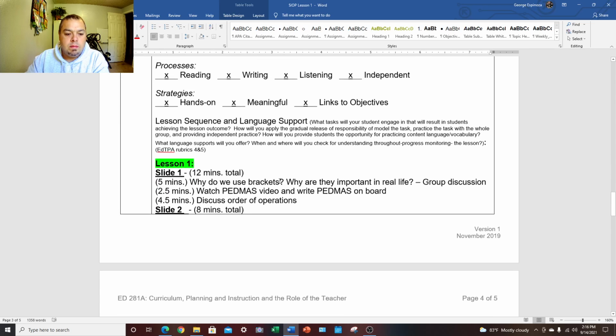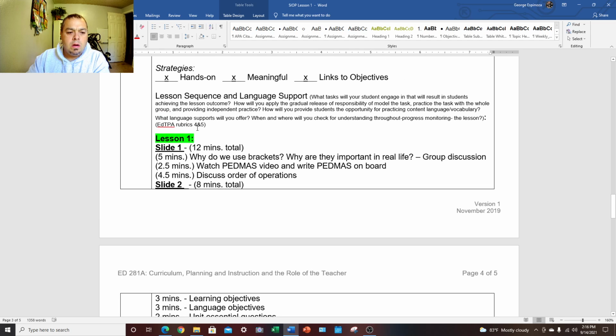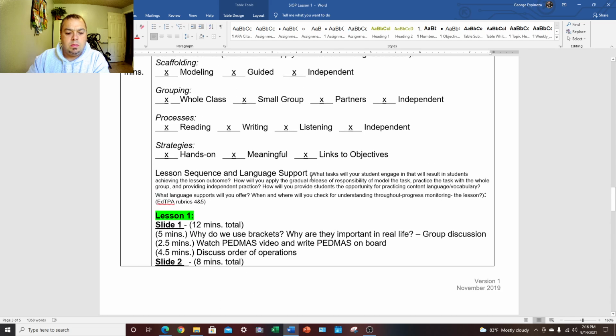Here's the sequence of the lesson. Lesson 1, and I broke it down in slides. The first slide we would spend 12 minutes on. The first 5 minutes would be why do we use brackets and why are they important in real life. That would be a group discussion. 2.5 minutes we would be watching the PEMDAS video and writing PEMDAS on the board. 4.5 minutes we would discuss order of operations, for a total of 12 minutes. The overall lesson would take about an hour, is what I'm assuming.